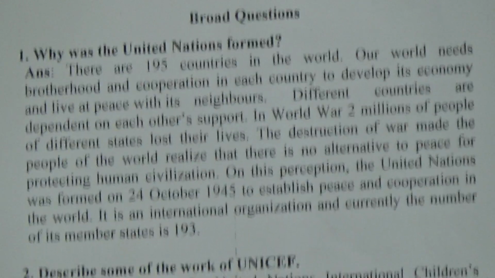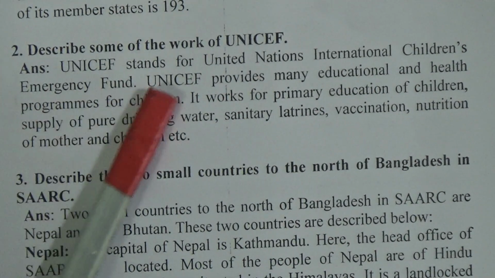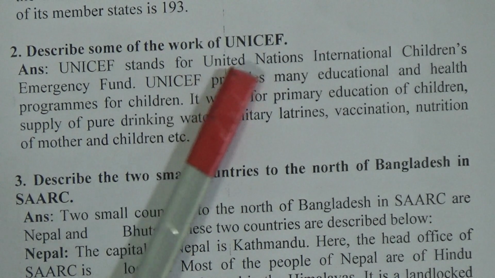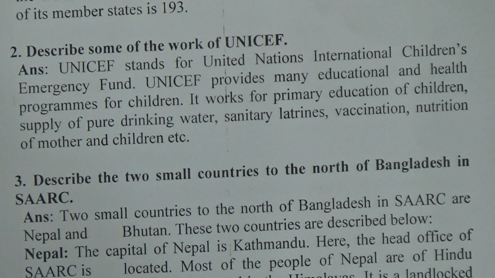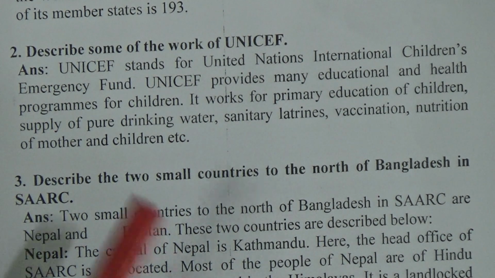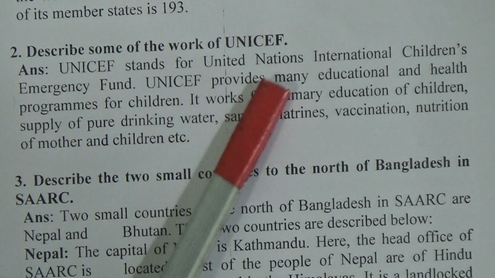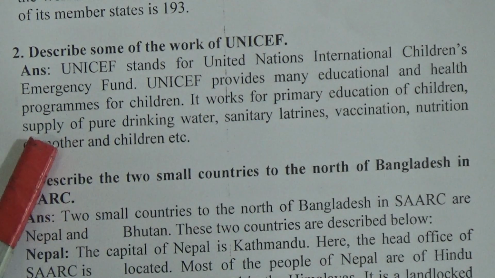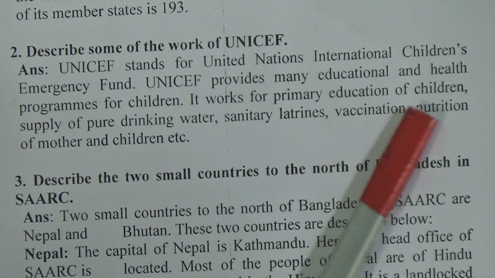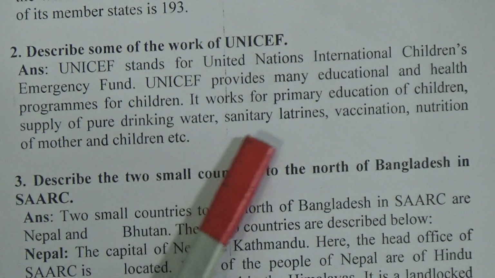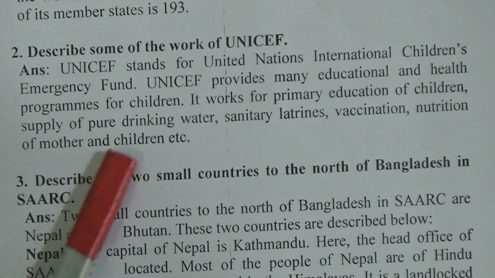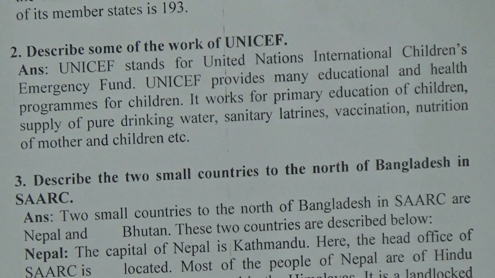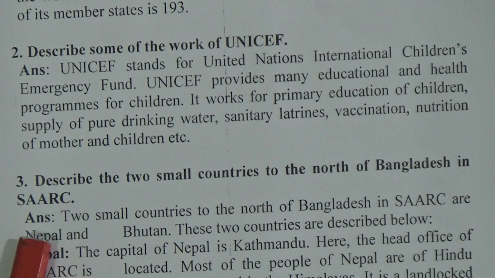Now we will go to our next question, question number 2. Describe some of the work of UNICEF. We know that UNICEF works for the children, and it stands for United Nations International Children's Emergency Fund. The answer is, UNICEF provides many educational and health programs for children. It works for primary education of children, supply of pure drinking water, sanitary latrines, vaccination, nutrition of mother and children, etc.